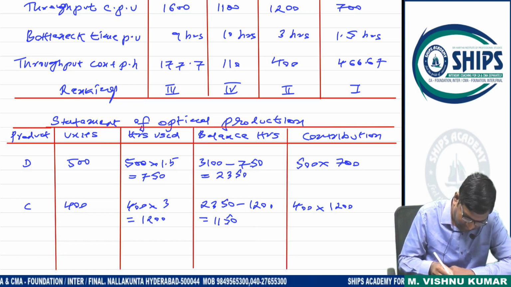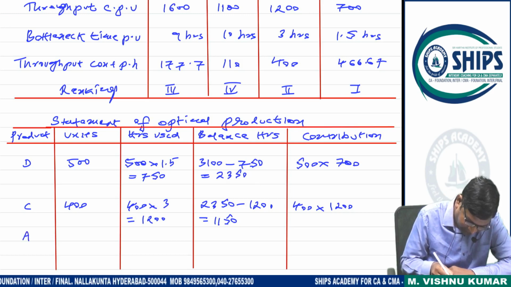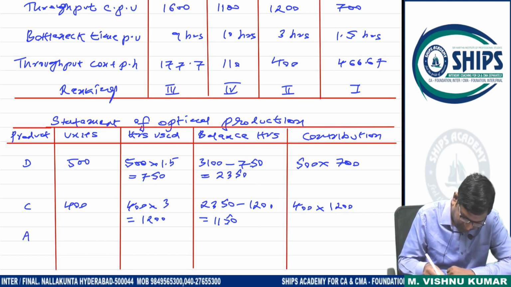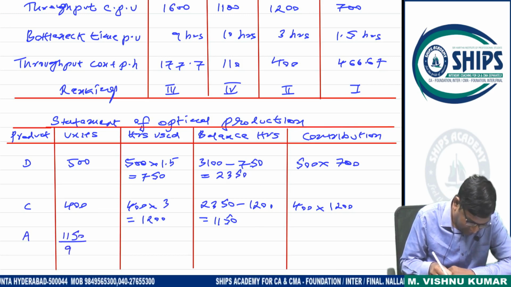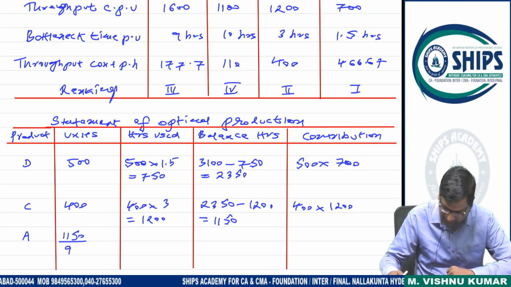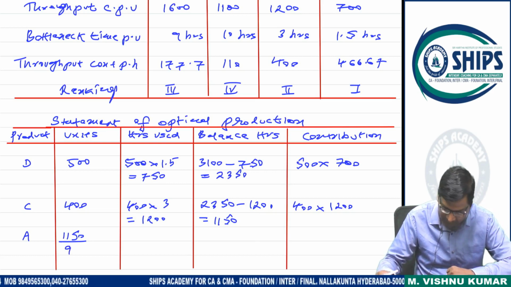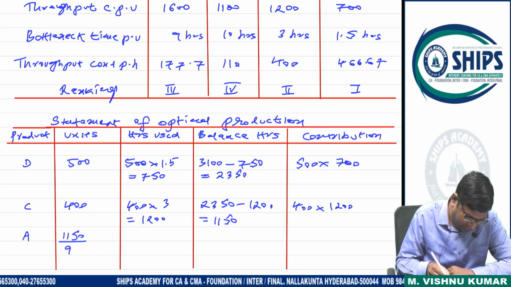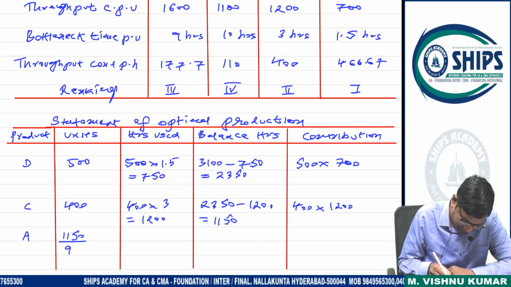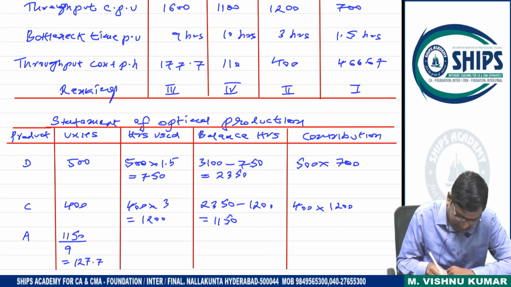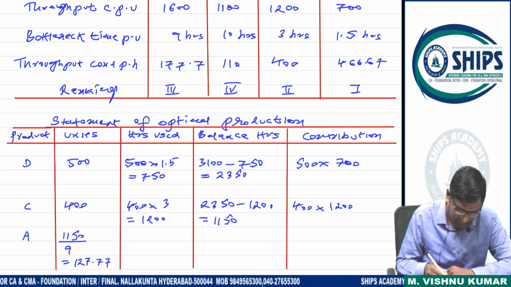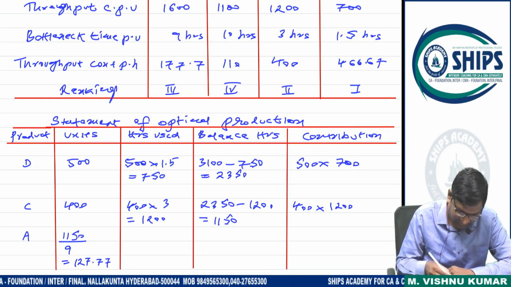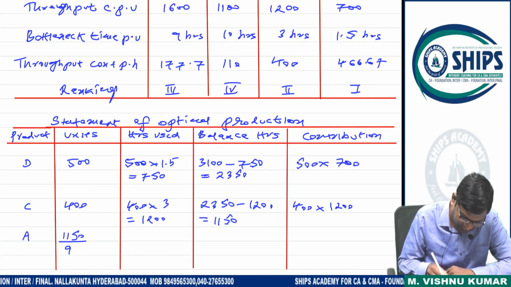Now next is product A. How many balance hours are available? 1150. So 1150 divided by 9 hours, the bottleneck, yes? So 127 units we can produce. So a fraction is coming, 127.7. Actually units cannot be in fraction, but for matching the answer I am writing this, otherwise you can round off. You can write 128 also.